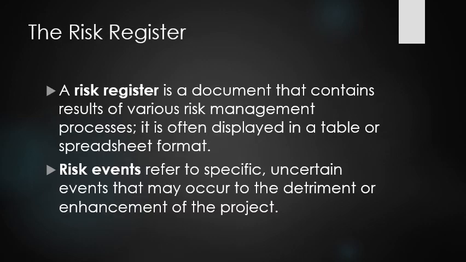The main output of risk identification is a list of identified risks and other information needed to begin creating a risk register. A risk register is a document that contains results of various risk management processes. It is often displayed in a table or spreadsheet format. A risk register is a tool for documenting potential risk events and related information. A risk event refers to specific uncertain events that may occur to the detriment or enhancement of the project.